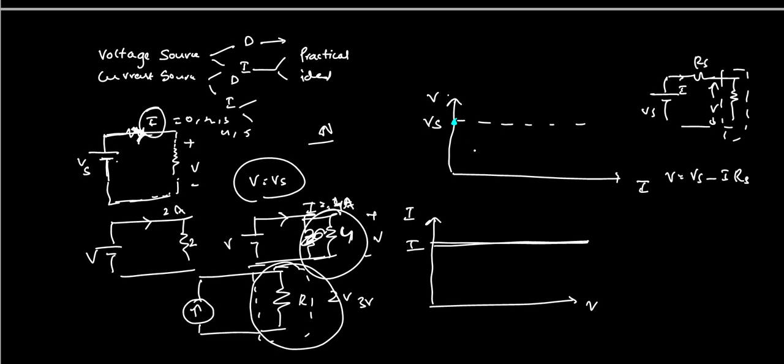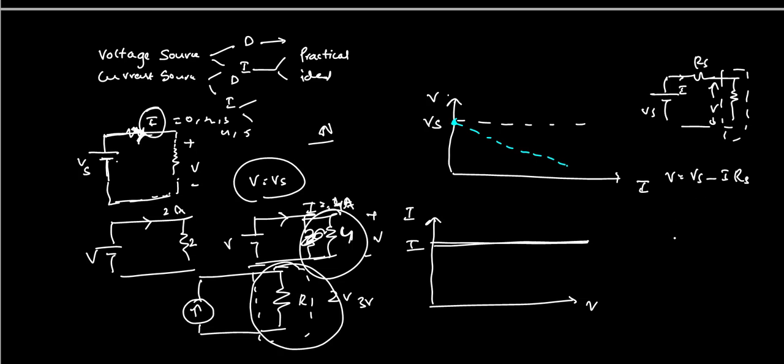And suppose I equals 1 ampere. As the current increases, the load voltage drops. So you have a practical voltage source, and it looks like this: V equals Vs minus I Rs.